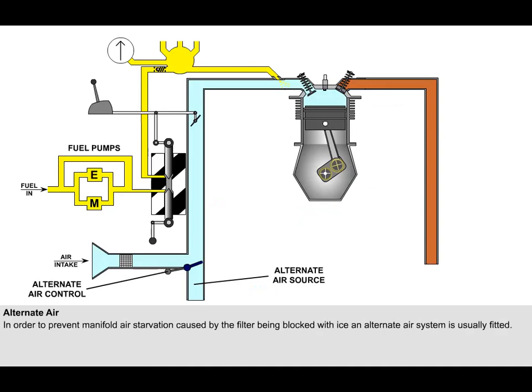The fuel injection units used on the engines used in most light aircraft do not need heated air for the purpose of induction venturi icing protection. However, in order to prevent manifold air starvation caused by the filter being blocked with ice, an alternate air system is usually fitted. When a pilot first encounters flight conditions where the inlet filter may become blocked by ice, he should actuate the alternate air door. This will shut off the ram air inlet and, at the same time, admit unfiltered air from inside the cowlings.